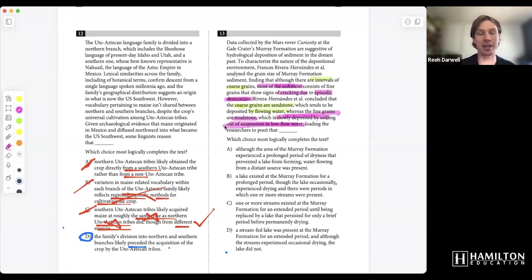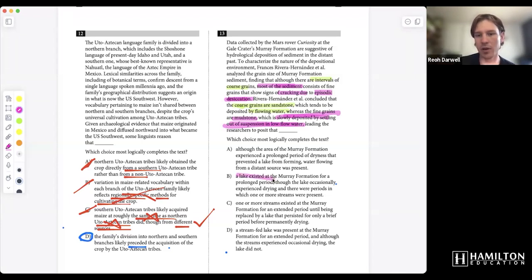We have episodic desiccation, meaning this lake, which is producing the mudstone, dries out, then fills up again for a long time, slowly allowing mudstone to fall to the bottom, dries up, fills up again, probably filled up by the occasional intervals of flowing water. All right, so our answer choice is going to need to say that we have a lake present a long time. It dries up, fills up again, dries up, fills up again. And occasionally we have rivers showing up. You just have pink and green, right?